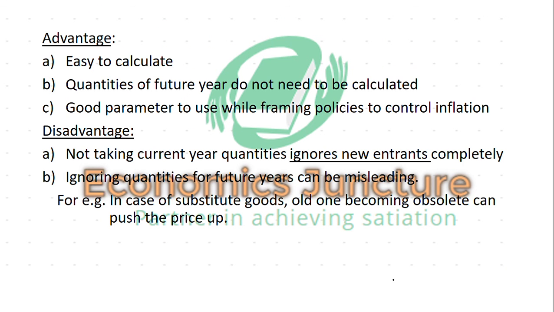Now we'll see what are the advantages of this method. This was very easy to calculate. The quantity of future year does not need to be calculated, and it's a good parameter while framing policies to control inflation. And of course there are certain disadvantages because it doesn't take the quantity of current years, which would lead to ignoring the new entrant in the market completely. Also it ignores the quantity for future year, which can be misleading.